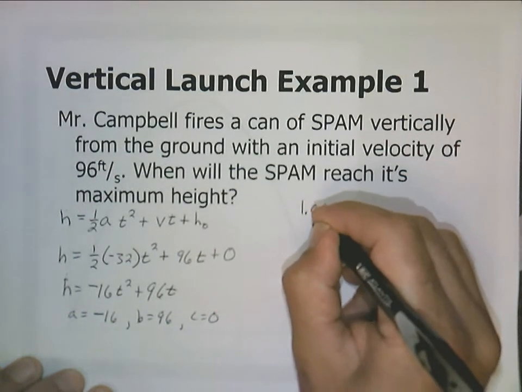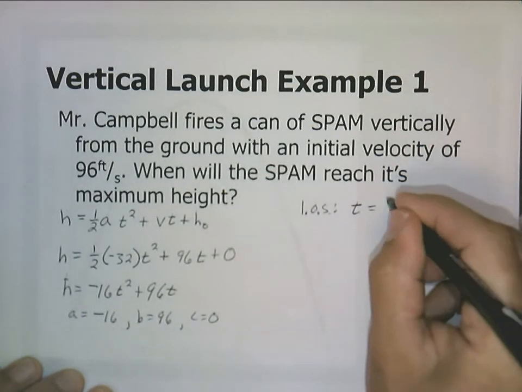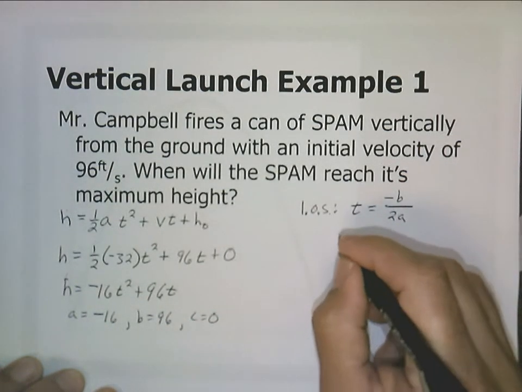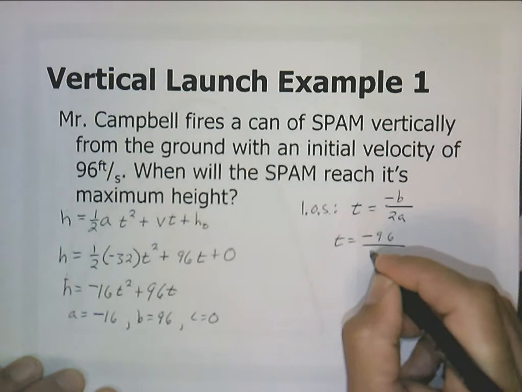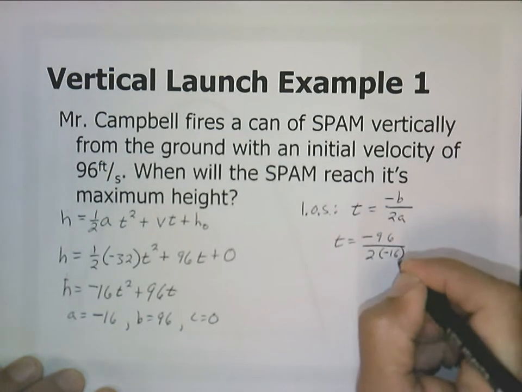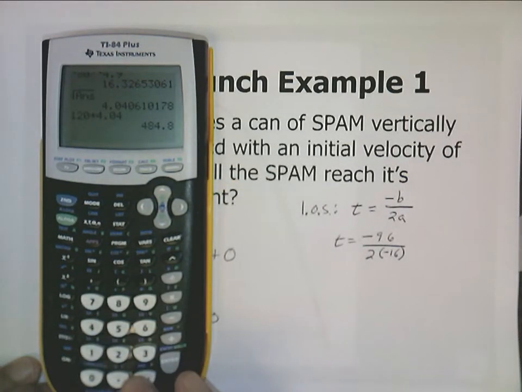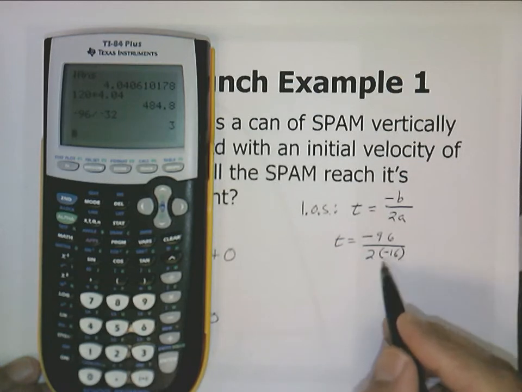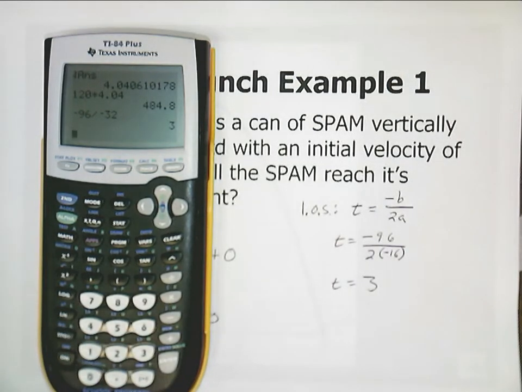Remember, our line of symmetry is always going to be given by t, or x, the independent variable, equals -b over 2 times a. So, time is going to be equal to the negative of b, which is 96, divided by 2 times -16. And, well, you can't probably do that in your head, but -96 divided by -32 is, of course, 3, because 2 times -16 is -32. So the time it's going to take to get there is exactly 3 seconds.